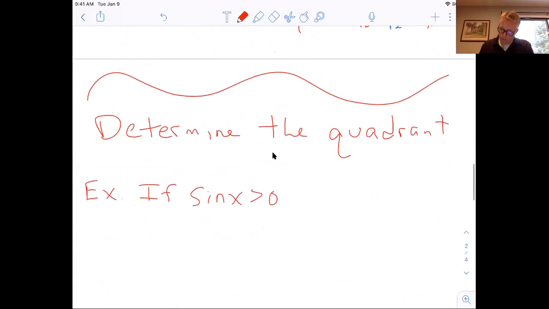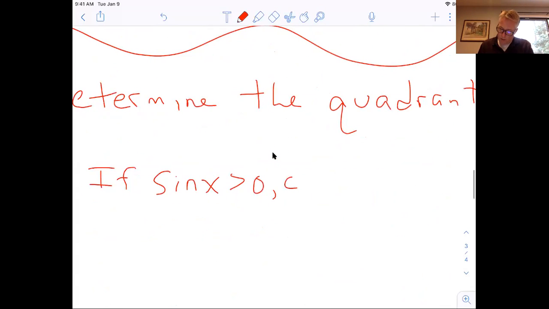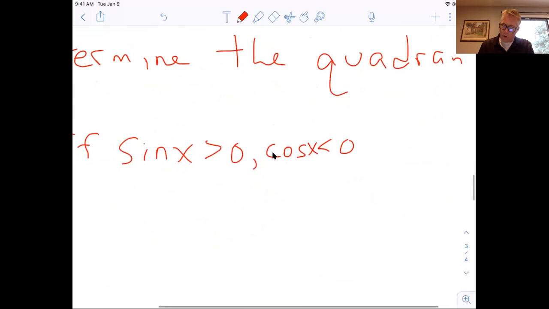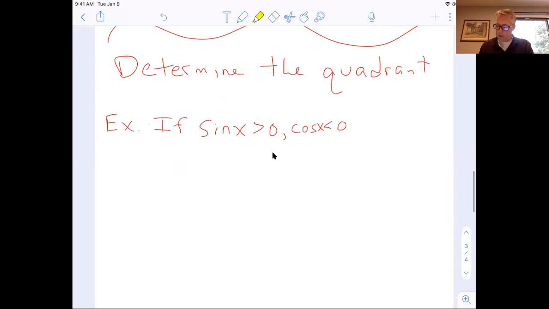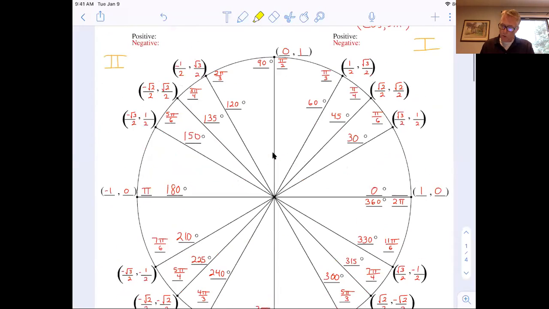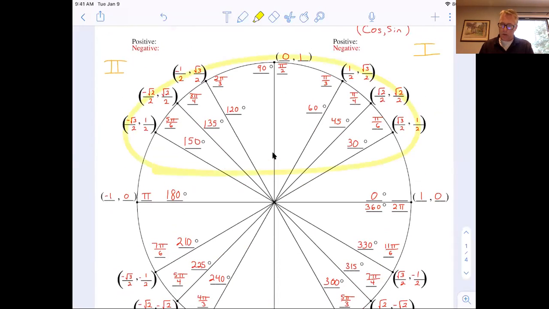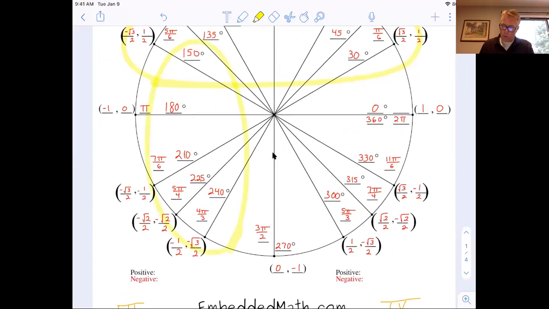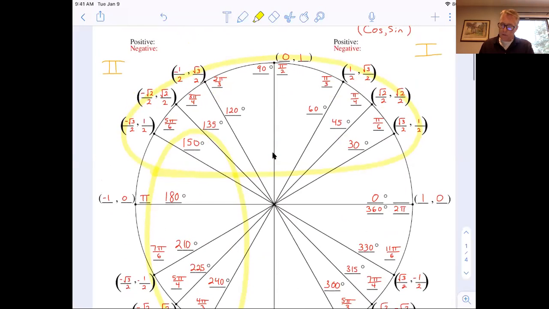If the cosine is less than 0, meaning the cosine is negative, so now the cosine of x is less than 0. We're looking for the quadrant where the sine is positive and the cosine is negative. So remembering that the sine is the y value, the sine is positive in these two quadrants. The cosine is negative in these two quadrants. So if you're looking for one that satisfies both of them, that would have to be in the second quadrant.